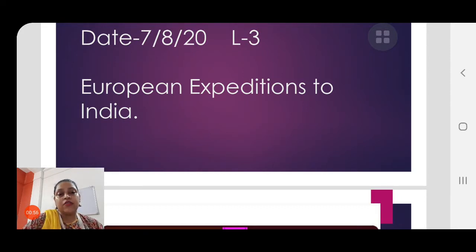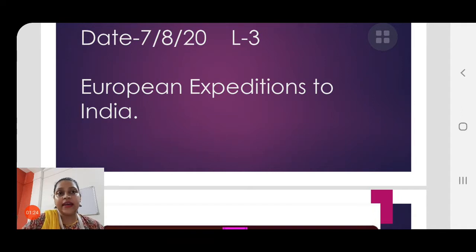Okay, so children, before I begin with the lesson, all of you, what will you do? As usual, you all take out your EVS2 textbook. Okay, children, and turn to lesson number 3. I'll just wait for a few seconds for you to get ready. Okay, so children, our lesson number 3 is European expeditions to India.